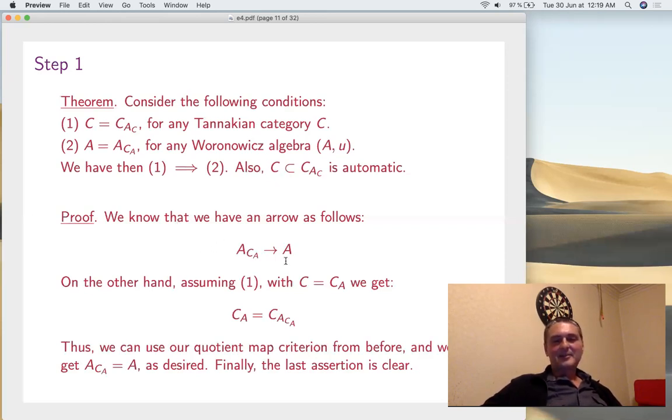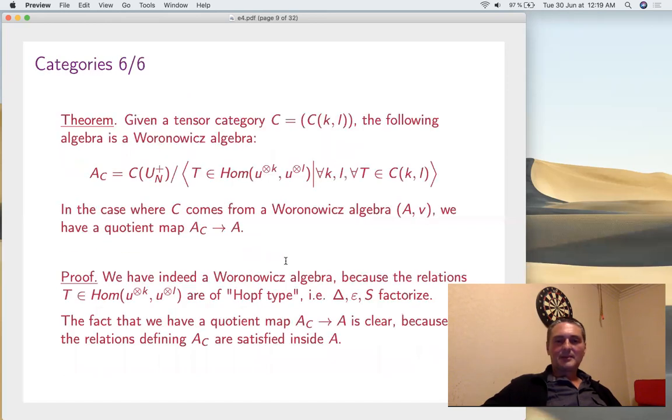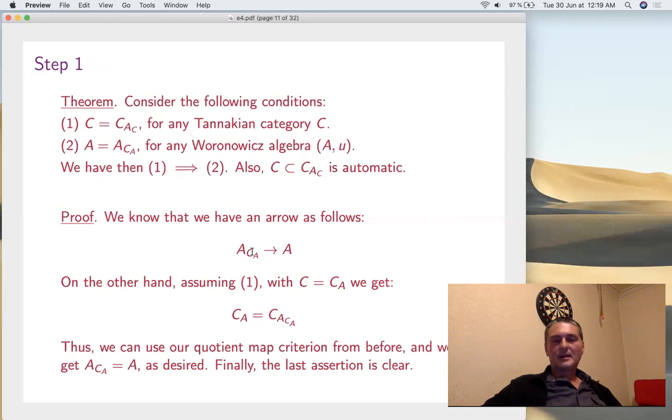First of all, by what we said here, AC goes to A. We always have an arrow. So ACA goes to A, we have an arrow. On the other hand, we want to prove that one implies the other, assuming that this is true, you have CA is CACA. So these things are independent, but if you compare them, this means that these are exactly the categories here, for the algebras here.